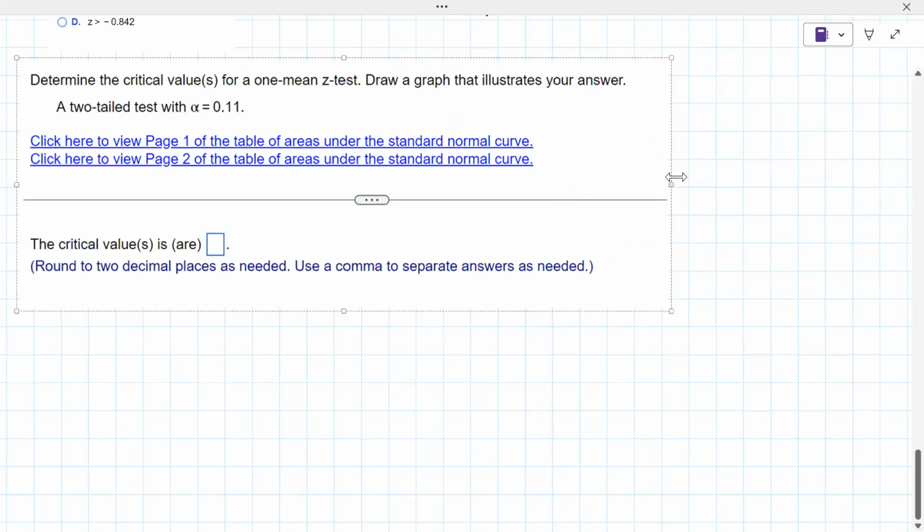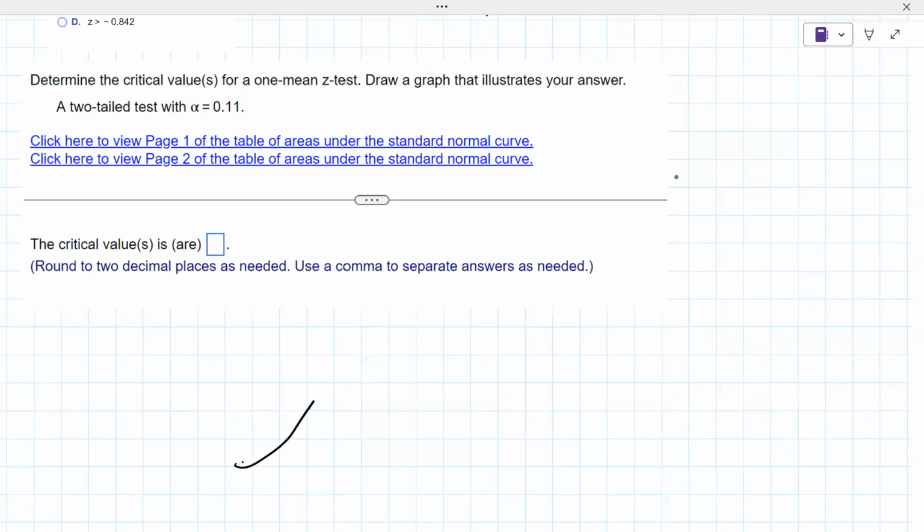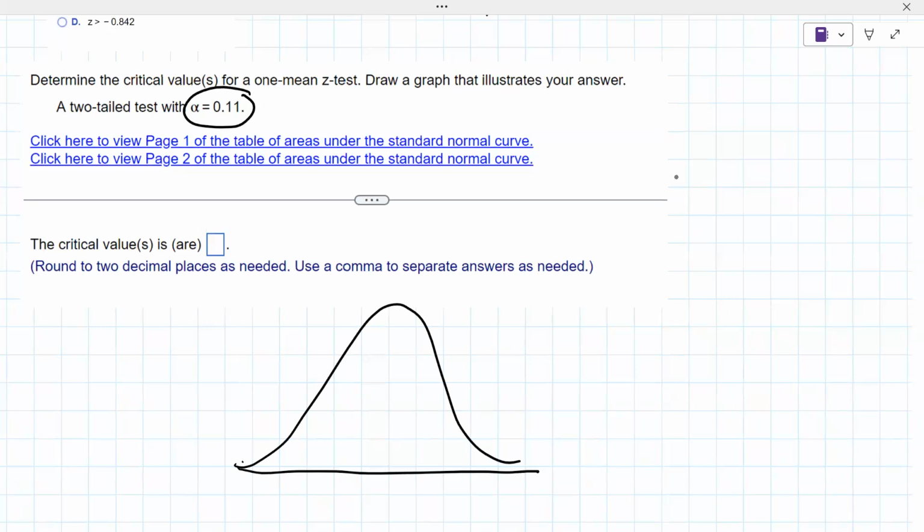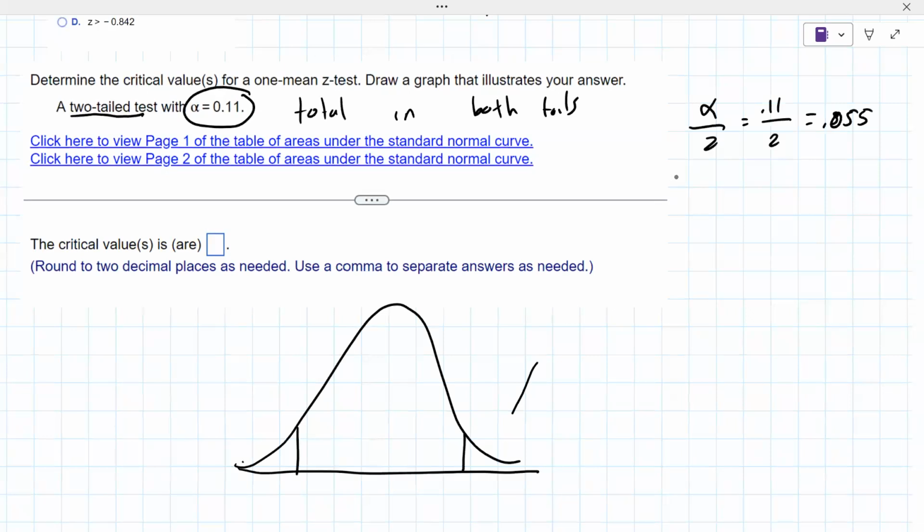Determine the critical values for one mean z-test. Draw a graph that illustrates your answer. So like until you've seen this, you're like, what is he even talking about? This is the normal curve. And what they're saying is this 0.11 is the total in both tails. But because it's a two-tailed test, that means you have to cut it in half, which is 0.055. So in the tail on the left and the right, there's an area of 0.055.